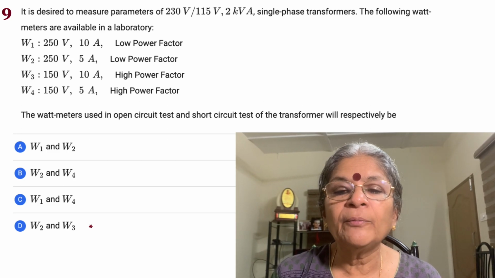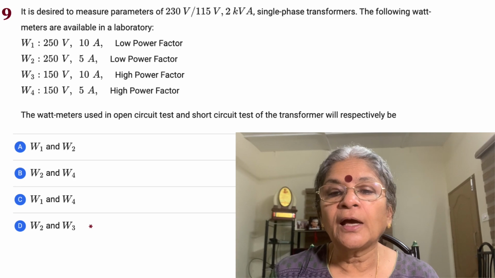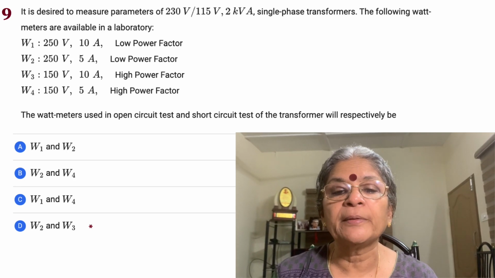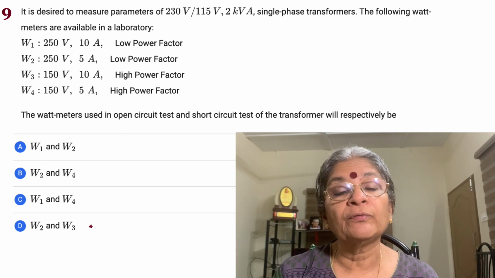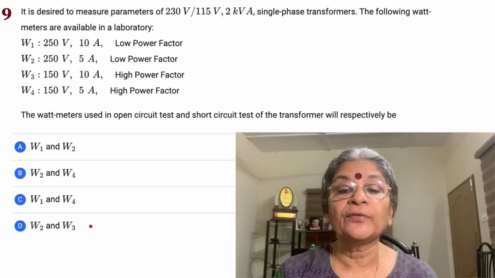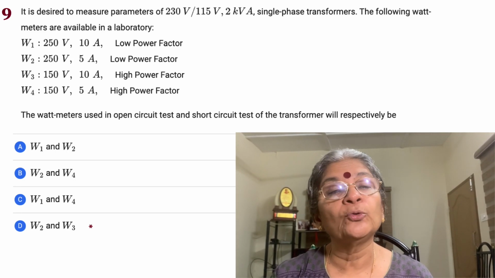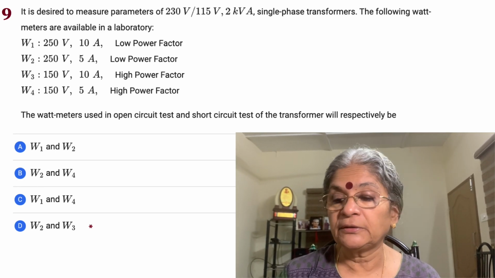Then we move on to W3, which is 150 volt, 10 amps, high power factor. So for copper loss, that may be good. So W2 and W3 happen to be the best combination. Of course, W4 with 150 volt and 5 ampere, though it's high power factor, won't be enough because the current, 2 kVA divided by 230 or 2 kVA divided by 115, will give you a bigger current. So that's option D.